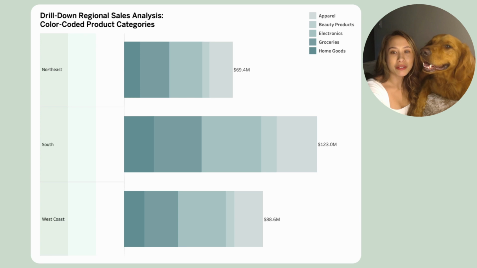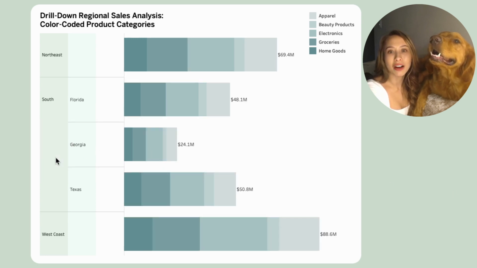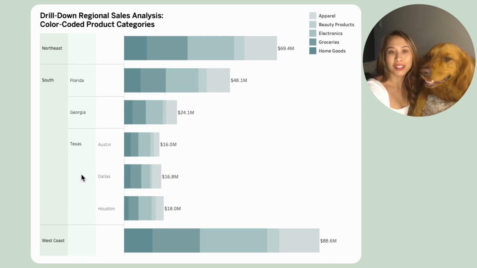To create this drill-down regional sales analysis with color-coded product categories, we'll first create a drill-down chart that's interactive by using set actions. So we can click on a region like the South and see the total sales revenue for all the states within the South. We can also drill down on Texas and see all the city sales that make up Texas's total.